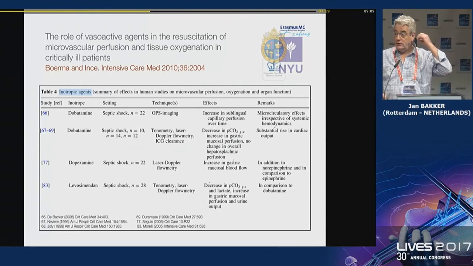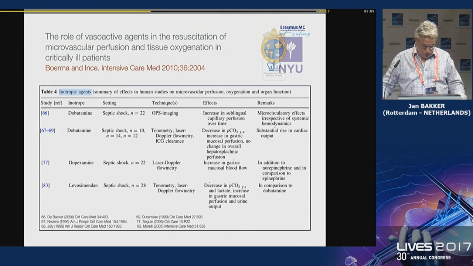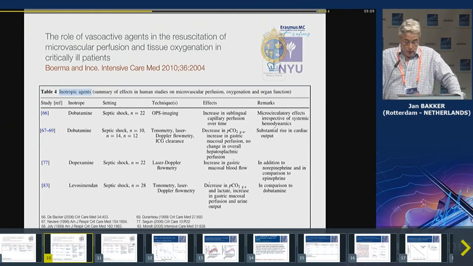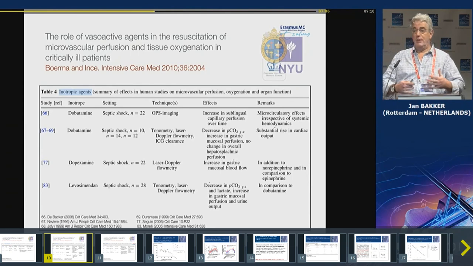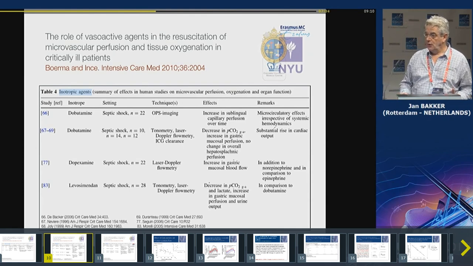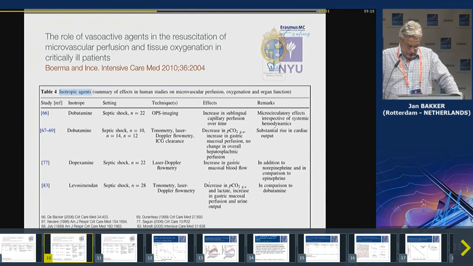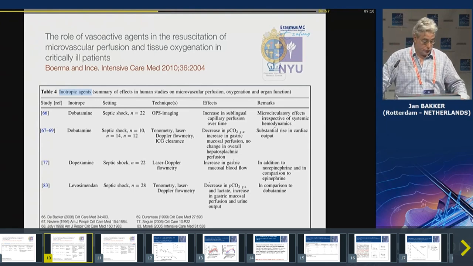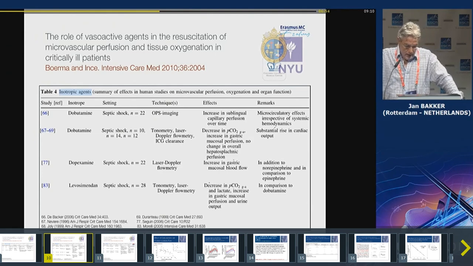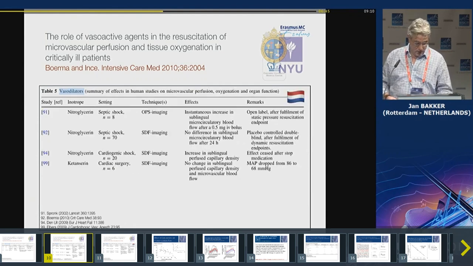Then inotropic agents, somewhat more studies, especially on dobutamine, one on dopexamine and one on levosimendan. And basically, there was an improvement in the microcirculation in most of the studies. An increase in gastric mucosal blood flow, a decrease in PCO2, so the old tonometry thing, and an increase in sublingual microcirculation with the SDF, the OPS imaging device. So a positive effect of inotropic agents.